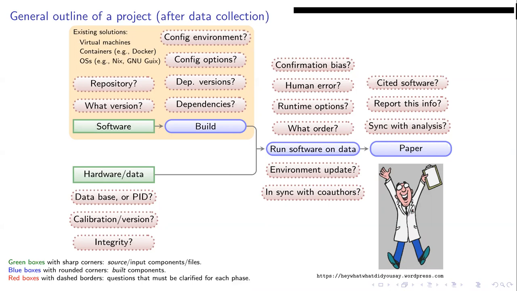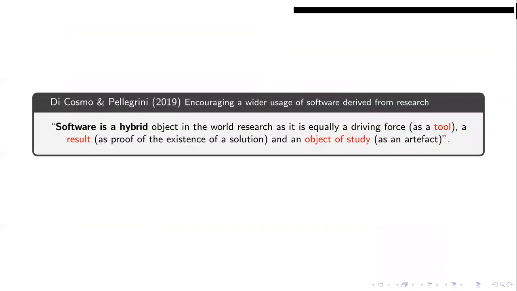And then there's software citation, because a lot of work goes into the software used in research, but many people forget to even mention and cite the papers of the software that have actually come out. Software is really becoming a special thing in the sciences today. This quote from Di Cosmo and Pellegrini from Paris says software is both a driving force as a tool, a result as a proof of concept of an existing solution, and an object of study. So software is really not just a tool anymore. It's not just like a hammer that you can swap out. Whole pipelines are built around the software, and there are many aspects to it.